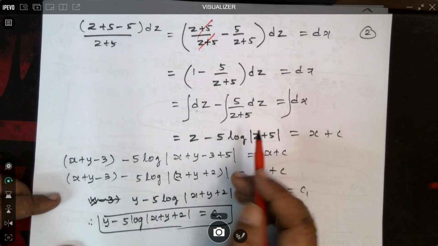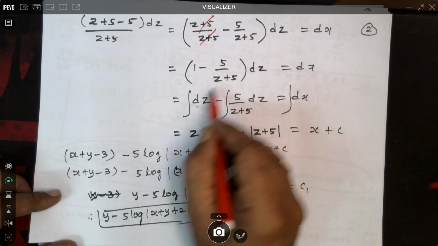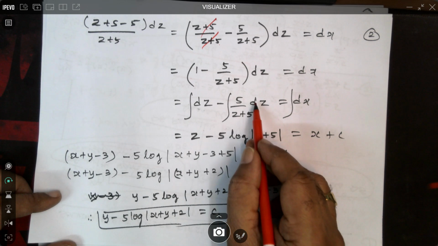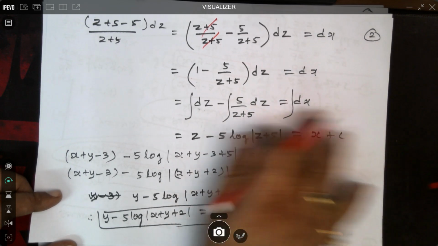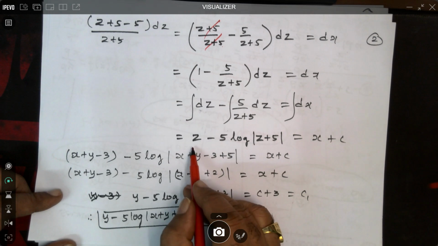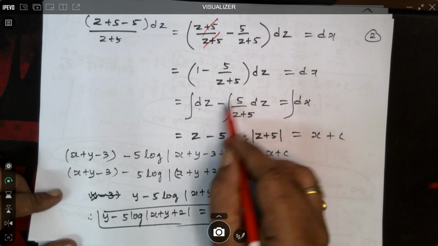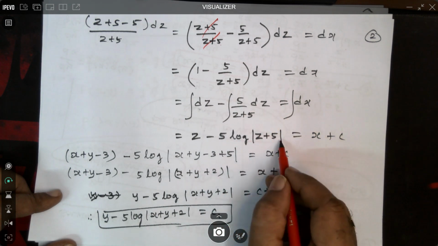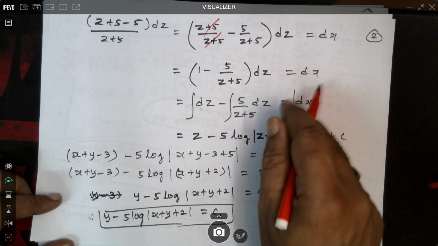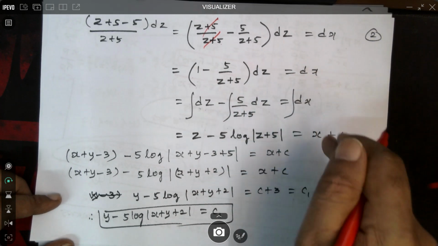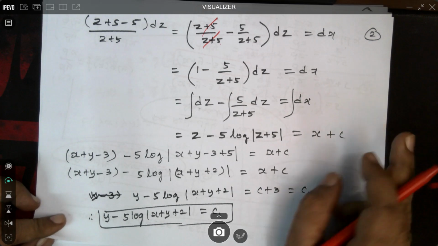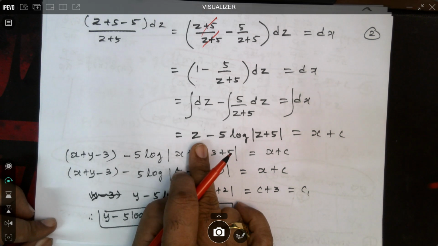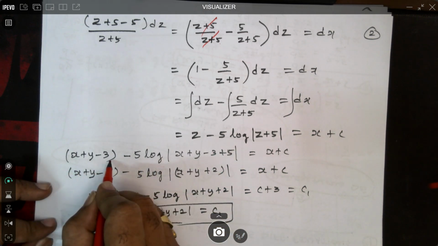Now we can split this into two integrals. So integral of 1 dz, and minus 5 divided by z plus 5 of dz, and we have got dx. Now integrate everything. dz becomes z, and minus 5 is a constant, you can take it outside the bracket. So 1 by z plus 5 is nothing but log of modulus of z plus 5, right? And on the other side, integration of dx is x, so x plus c. Now we have to substitute this z value by x plus y minus 3.